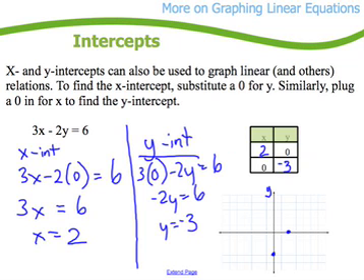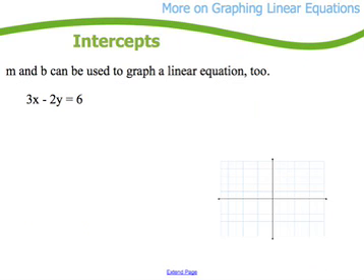Now I have 2 points, so if I want to draw a line between the two, I can. That's fairly close. Let me just snug it over a little bit. So here would be the graph of this linear function. So one way to get a graph is to find the two intercepts: find the x-intercept, find the y-intercept, and draw a line between them.